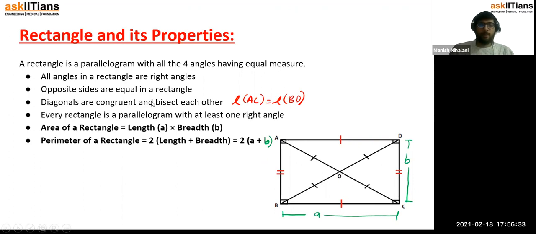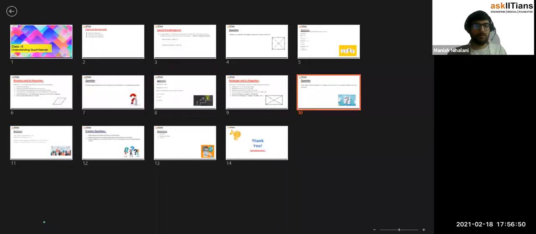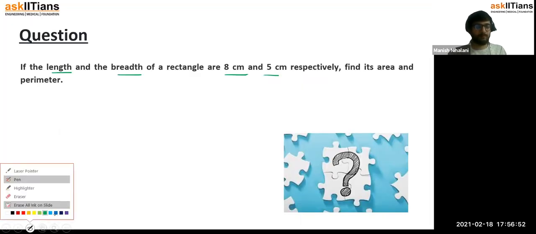Correct. So we now know the properties of a rectangle, square and a rhombus, and what the formulas are. Let's quickly solve one more question based on this. It says if the length and the breadth of the rectangle are 8 and 5, find its area and perimeter. Quite a simple question.